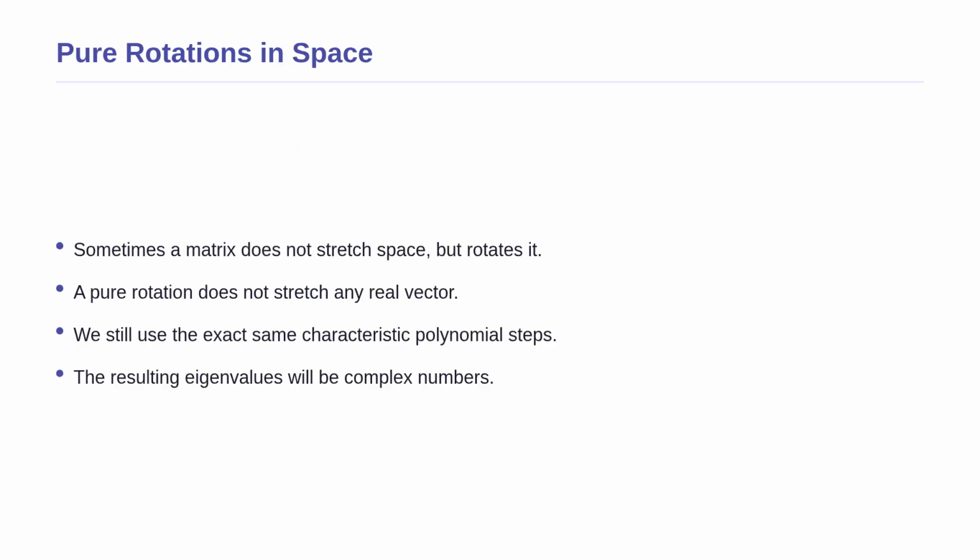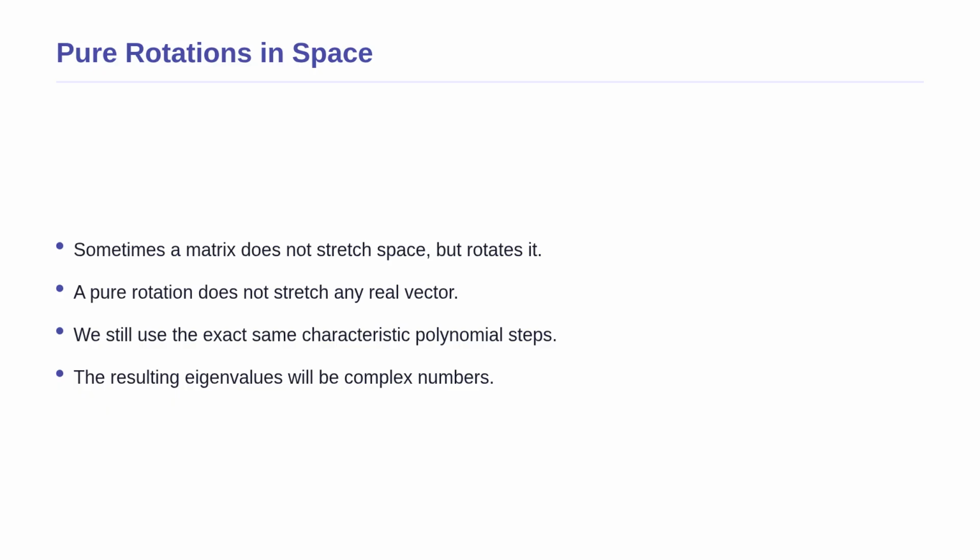This visual intuition leads us to an interesting question. What if a matrix does not stretch space at all? Sometimes a matrix simply rotates space. If you apply a rotation matrix to any arrow pointing in two-dimensional space, the arrow will turn, but it will not stretch or shrink.